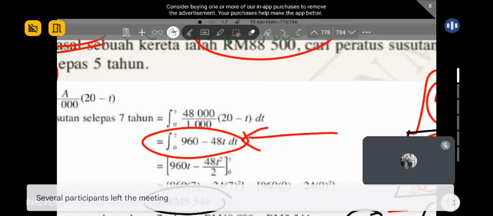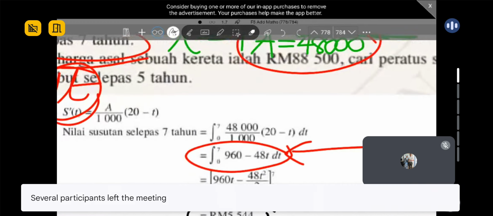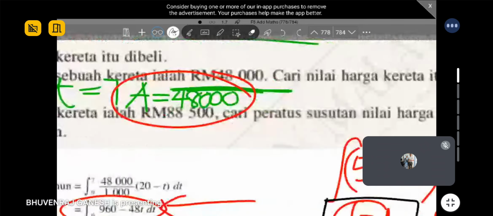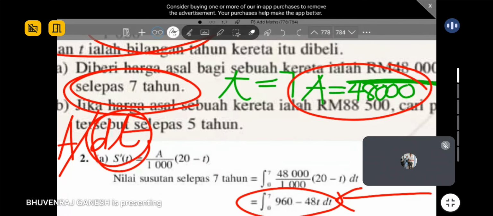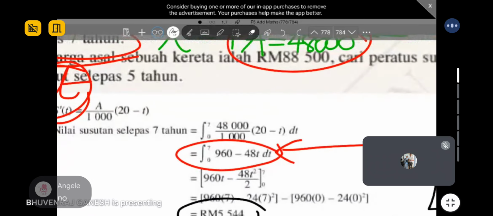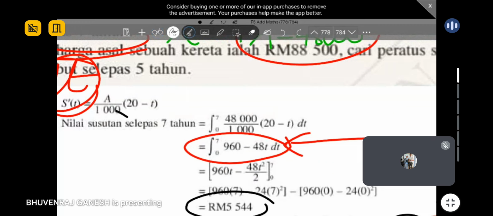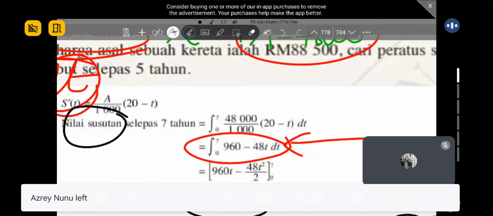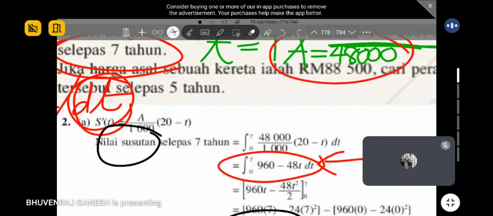But is this our final answer, guys? Is this our final answer for this question? The question asks to find the value of the car's price after 7 years. So what will be the final answer? This refers to the depreciation value. Depreciation value means that the price decreases. Because usually the value of a car goes down. Usually a car's price will go down. That's a general fact. So that's why we have depreciation value.